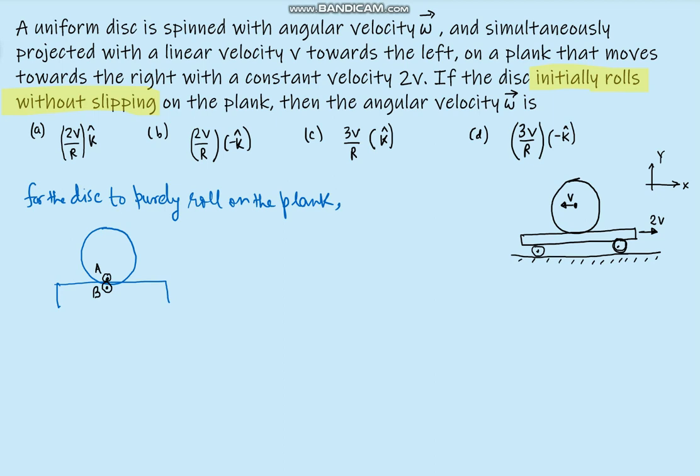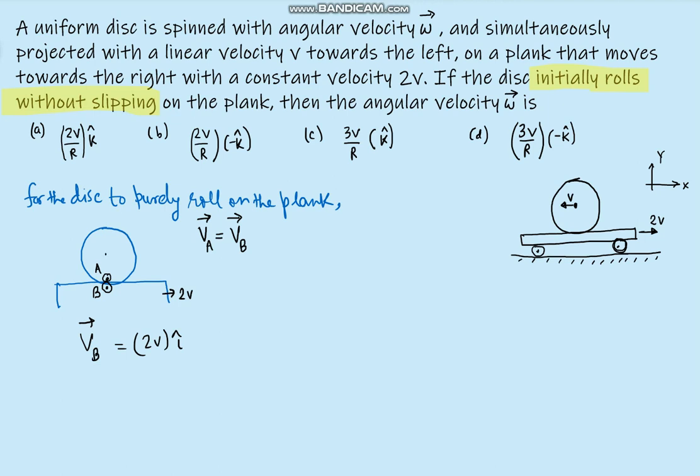So A is a particle on the disk and at that moment B is a particle on the plank. The velocity of particle A should be equal to the velocity of particle B. There won't be any relative velocity between these two particles for pure rolling. I hope you understood this. Now, what is the velocity of B? The velocity of B is 2V in the i direction. And now we need to find out the velocity of A.